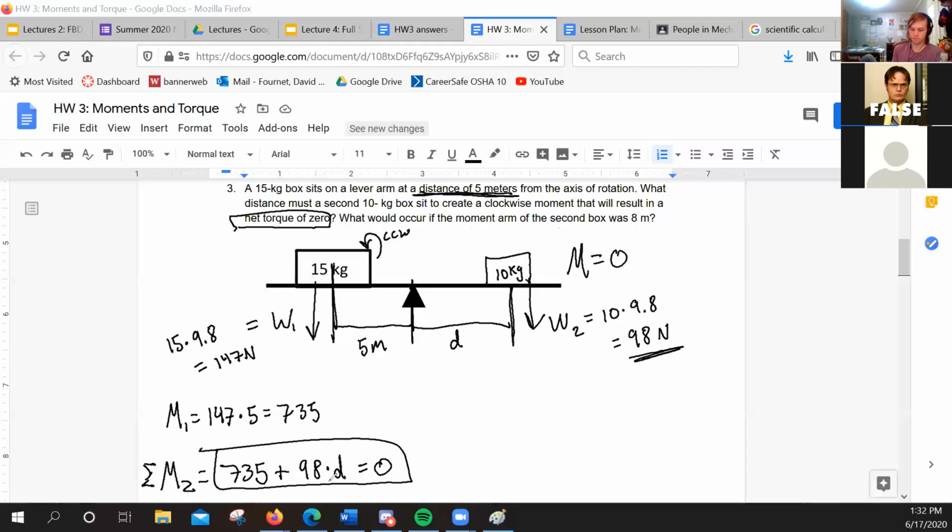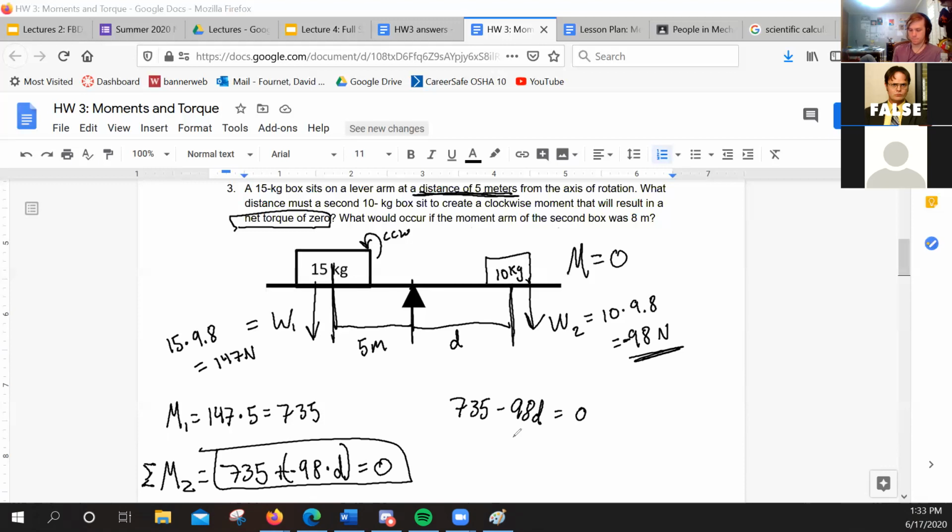Actually, because 98 is downward, it's negative. Yeah, I was going to say it should be negative. Wouldn't it be 735 minus 98, or plus? I just put it in parentheses, because if you add a negative, it becomes a negative. So now we can say 735 minus 98d equals 0. What are we going to do to solve that?